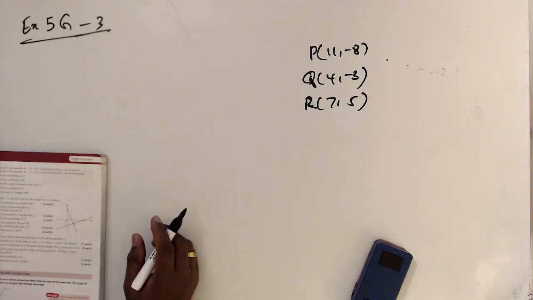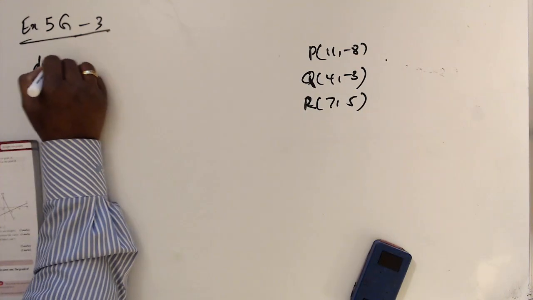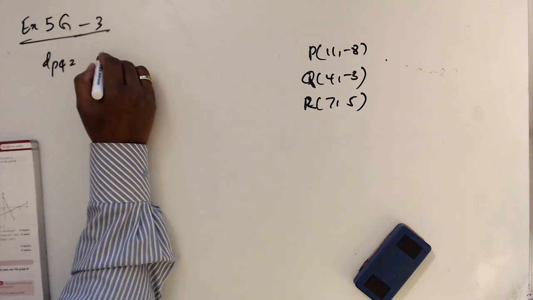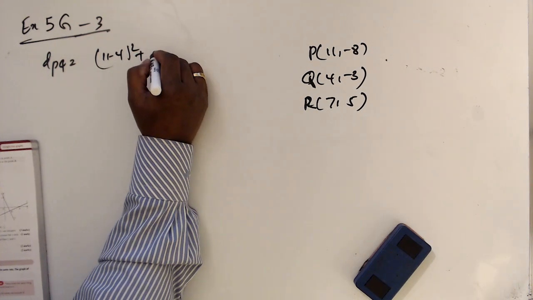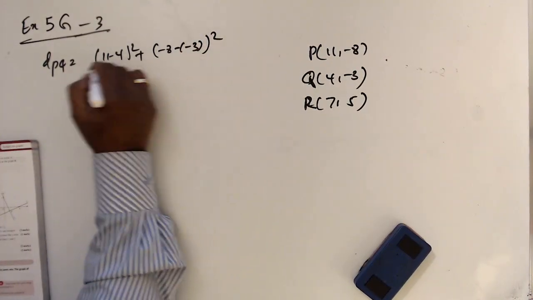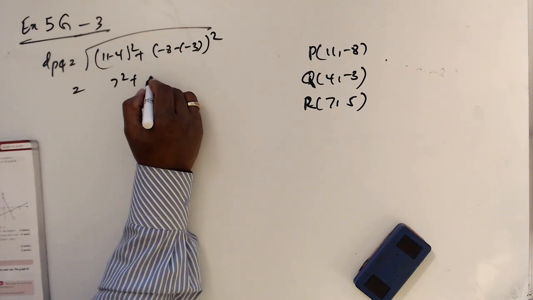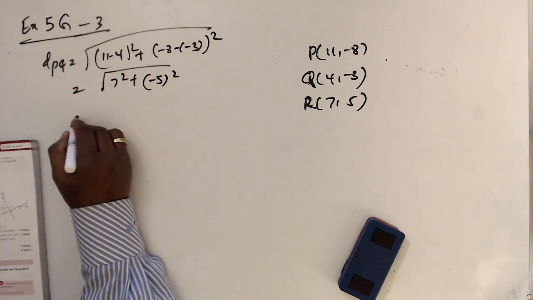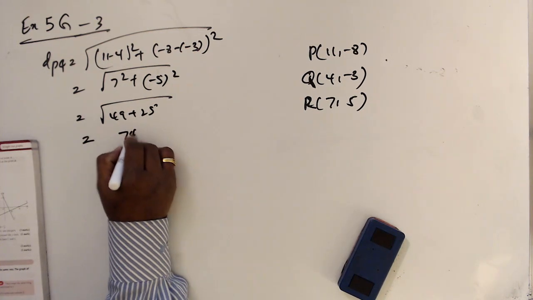Question number 3. It's a similar question. We want to show that PQ and QR are not congruent. So we'll find the distance dPQ. dPQ equals the square root of (11 minus 4) squared plus (minus 8 minus 3) squared. This is going to be 7 squared plus (minus 8 plus 3), 5 squared, minus 5 squared. 49 plus 25, which is 74.